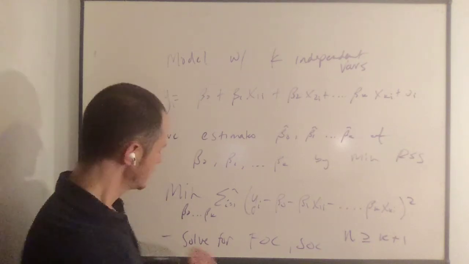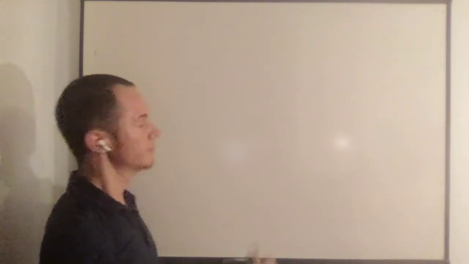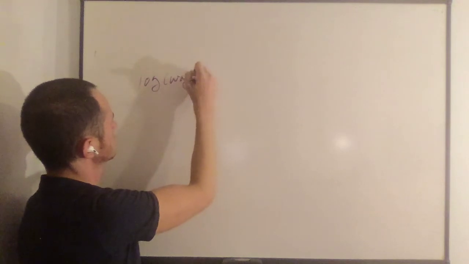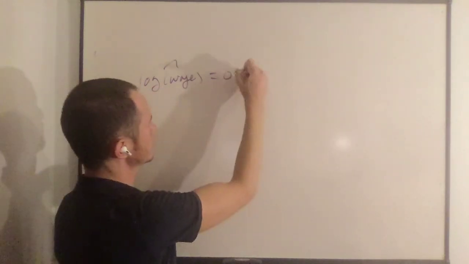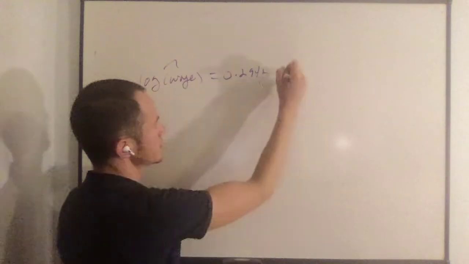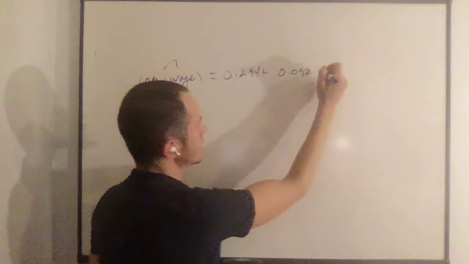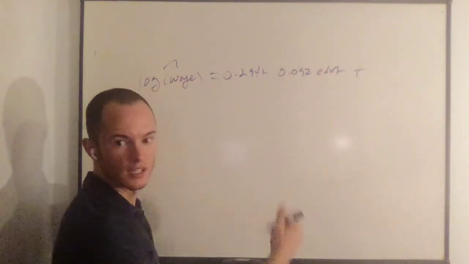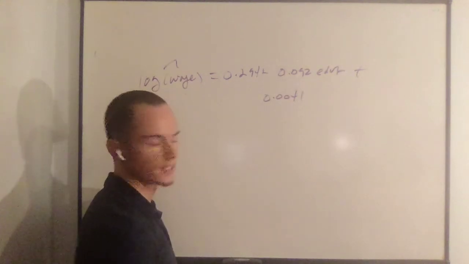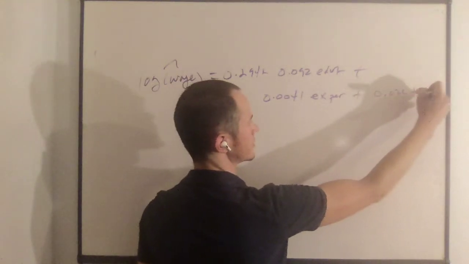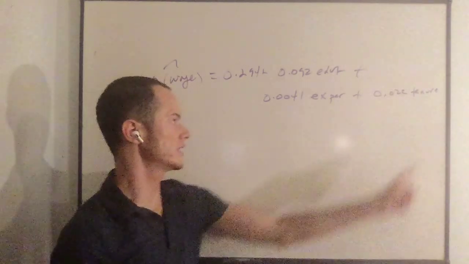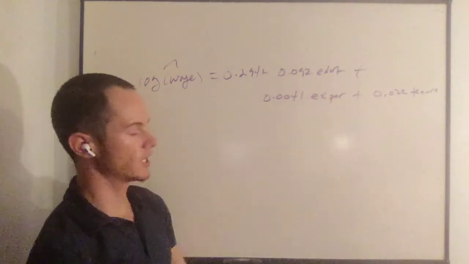All right, let's look at another example. Let's bring in that wage model. We can predict the log of wage and say that we have run a regression and we find that the log of wage is equal to 0.294 plus 0.092 times education plus 0.0041 times experience plus 0.022 times tenure. So experience is the number of years experience, tenure is the number of years of tenure on the job, education is the level of education.